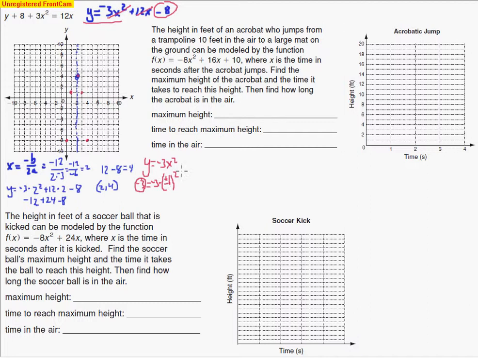And this is just the parent graph. So the parent graph always treats the vertex as like the origin. So that's where you start. And so if I go over 1 to the right or over 1 to the left, that'll give me my points. Over 2, or plus or minus 2, gives me 4. 4 times negative 3 gives me negative 12. And you'll see how you get that point. If you go over 2, and we go down 12 spaces, we'd be at those 2 points we had before.